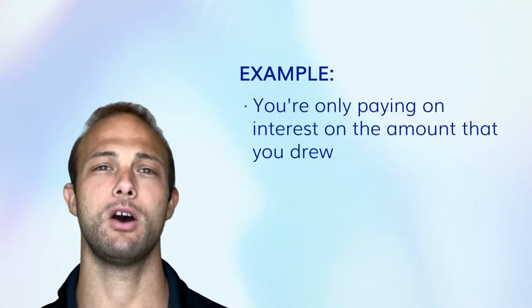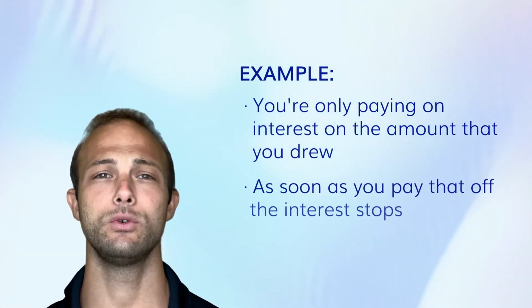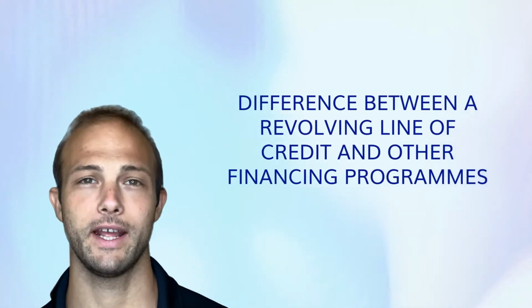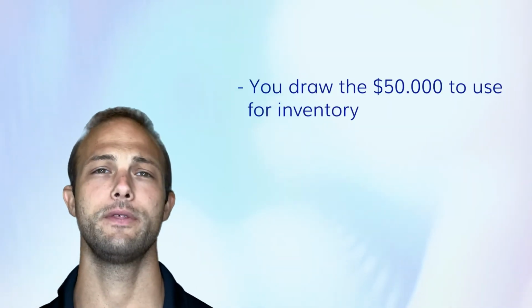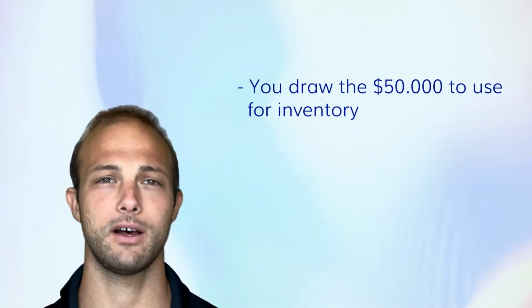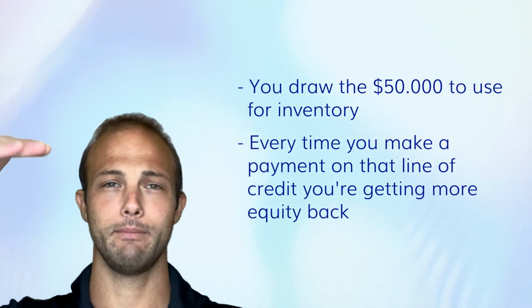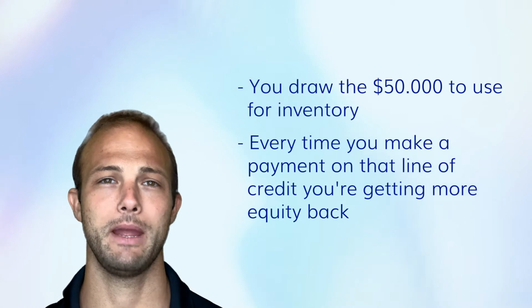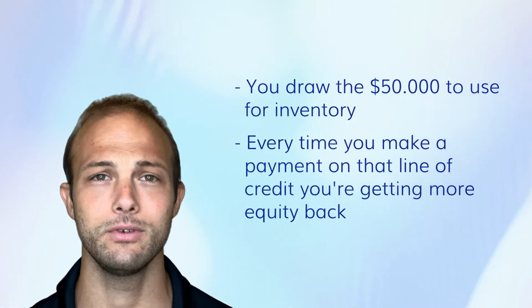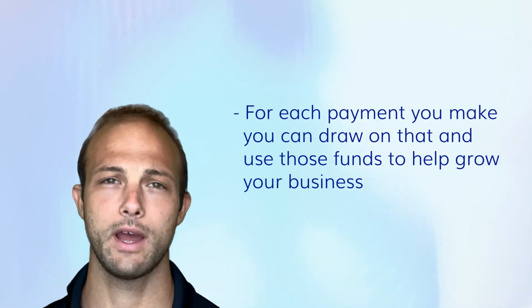Number two, you're only paying interest on the amount that you drew. So you're only paying interest on the $50,000 that you're using. As soon as you pay that off, the interest stops. And the difference between a revolving line of credit and other financing programs is that, let's say you draw the $50,000 today to use for inventory. When you do that, you still have $50,000 remaining, and every time you make a payment on that line of credit, you're getting more equity back. Meaning, if every payment you made is $2,000, and let's just say dollar for dollar, that draws the balance down, well, for each payment you make, you can go back and draw on that to use those funds to help grow your business.